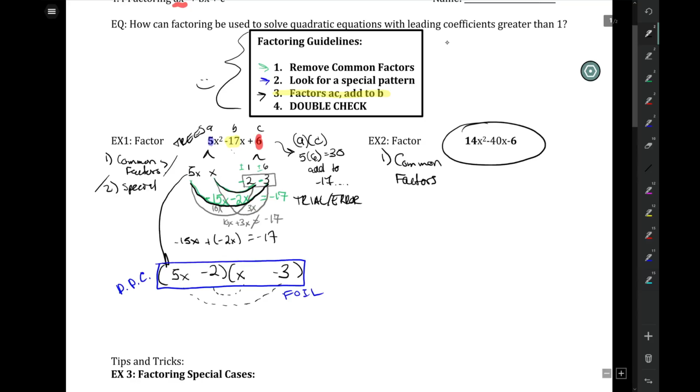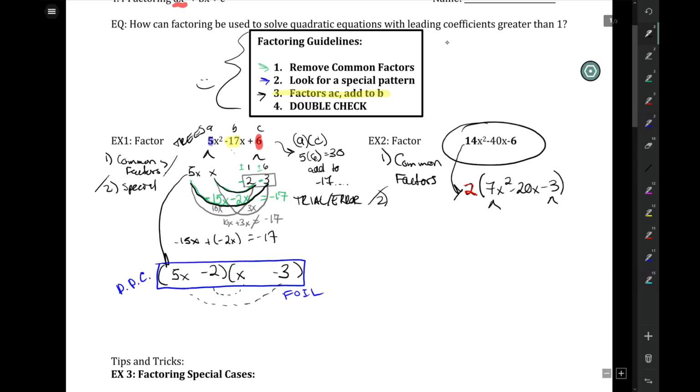Okay, when we do that, a common factor is 2. So we want to have left 7x squared minus 20x minus 3. Do not forget about the common factor you removed. It sticks around for the long haul. It's just simply out front. Meaning what we can do now is factor what's inside.